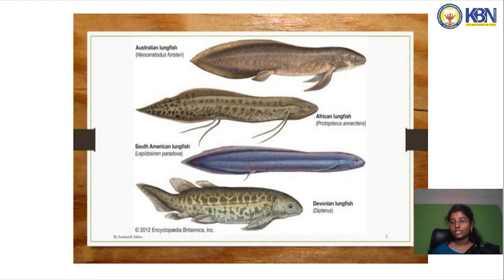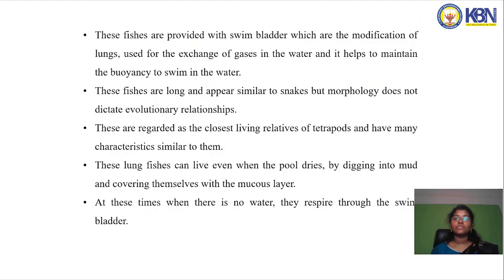The fishes which can respire through both gills and lungs are called dipnoi fishes. These fishes are provided with a swim bladder, which is a modification of lungs used for the exchange of gases in the water, and it helps to maintain buoyancy to swim in the water. These fishes are long and appear similar to snakes, but morphology doesn't dictate evolutionary relationships.